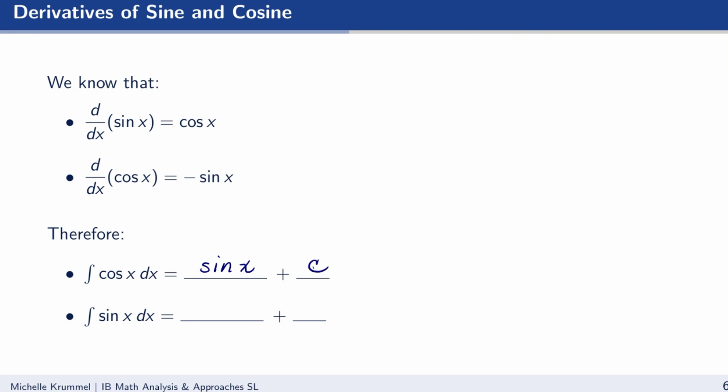And we know that the derivative of cosine x equals negative sine x. So the antiderivative of negative sine x is cosine x. Now the negative there is just a constant multiple of negative 1. So if I ask you what is the integral of sine x dx, the antiderivative of sine x is going to be negative cosine x, then plus c for our constant of integration.